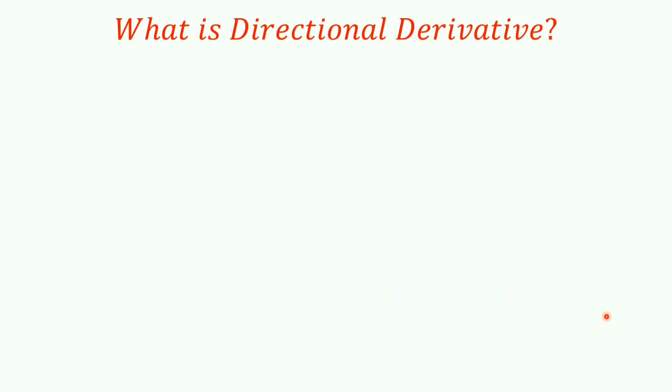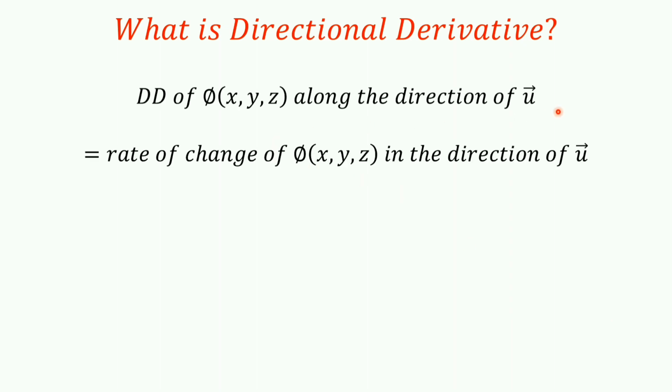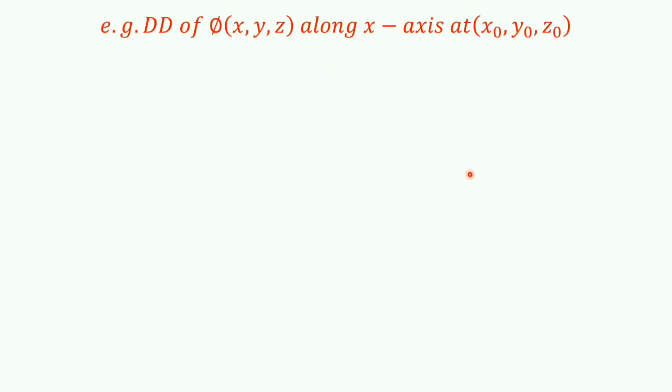Now see, what have we studied? What is the directional derivative? The directional derivative of phi along the direction of u bar represents the rate of change of phi in the direction of vector u bar. So this gives you the rate of change of phi in the direction of vector u bar, that is, the slope of phi in the direction of vector u bar.